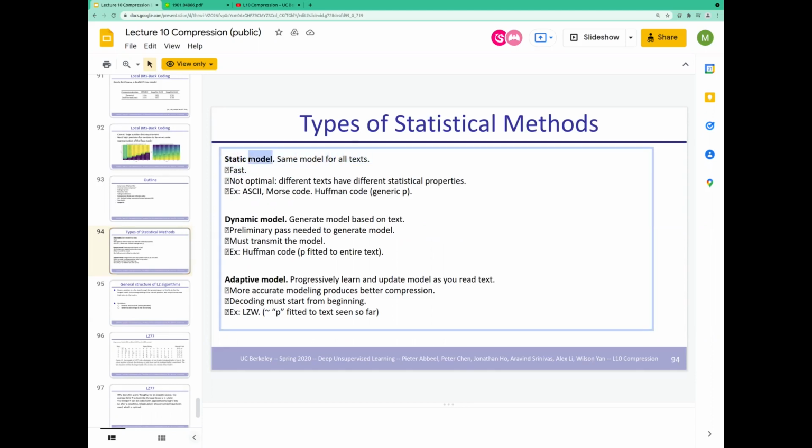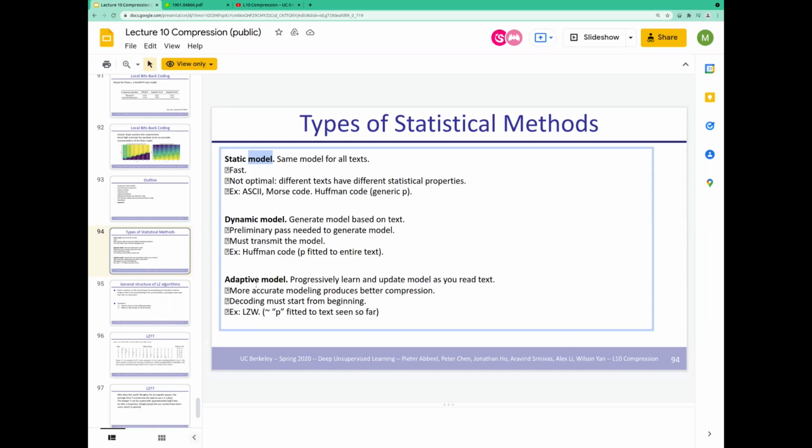So you have a static model where everybody knows the model, just have a model baked in, and it's the same model for everything. So Morse code, Huffman code, in that case. And a dynamic model generates a model based on the text and stores the model also in the file. So the Huffman code where you read through the text.